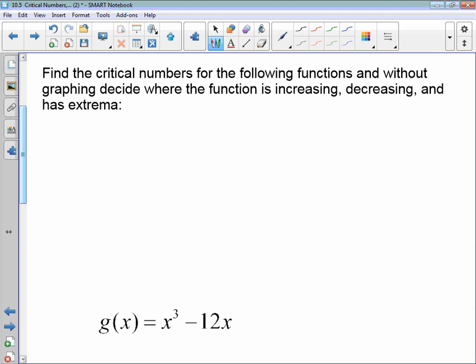I don't know why there's so much space there. There it is. So you're going to find the critical numbers, and then without your calculator, we're going to find the max and the min and decide where it's increasing and decreasing.